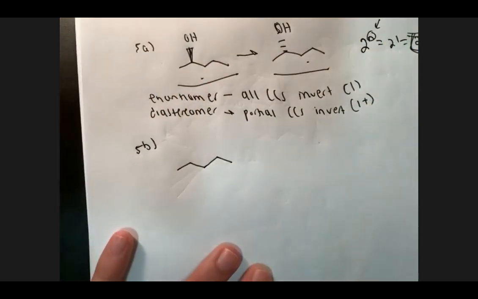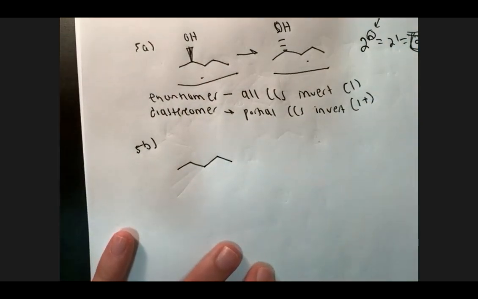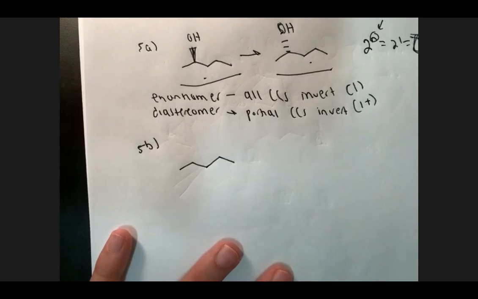So 5b. So we are here. 2 to the n is the number of, yeah, you can go with number of isomers, but I like to just say number of structures overall. Okay, that helps me better.